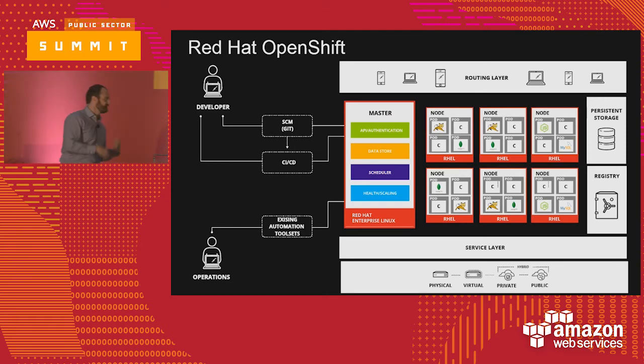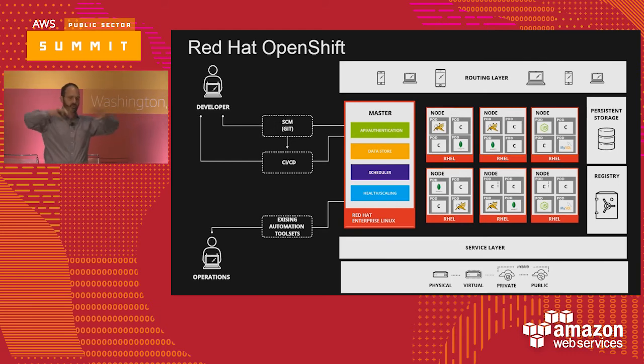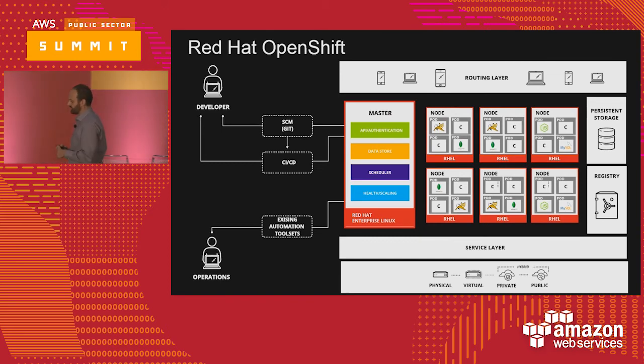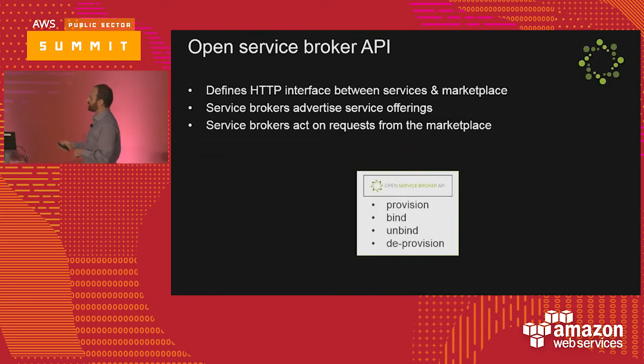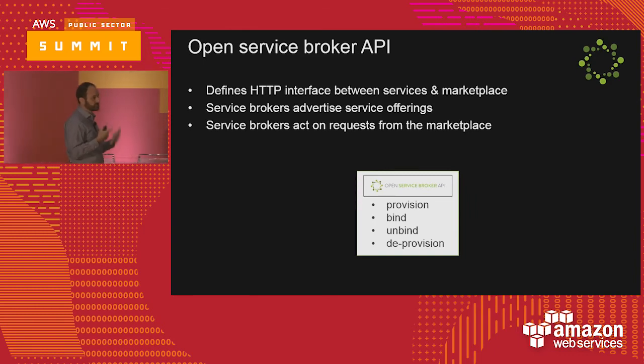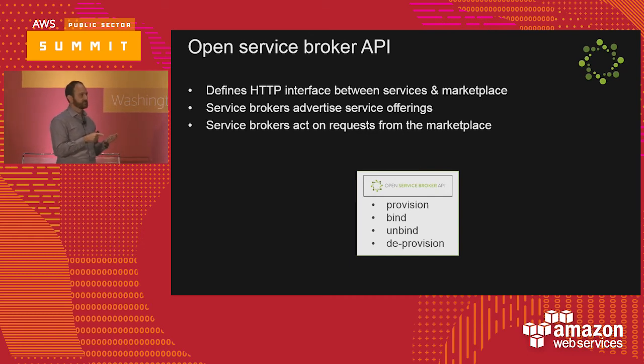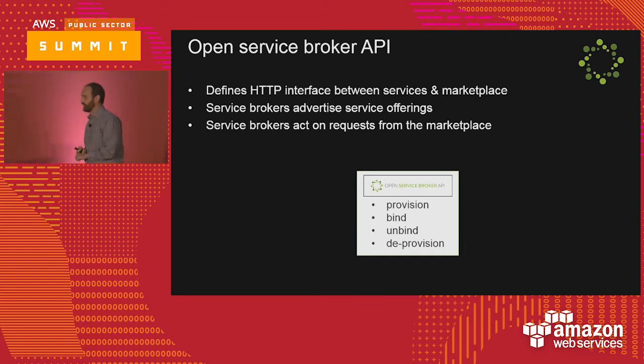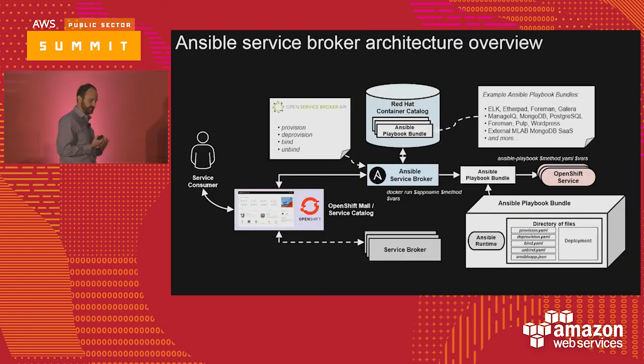And all of this runs across physical, virtual, public, private. We don't really care where it is. It's a common platform that you can run everywhere to give you an enterprise Kubernetes capability. But what I really want to focus on is this service layer, and this is where the Open Service Broker API comes into play. It defines an HTTP interface between the services and the marketplace. Basically, the service brokers advertise service offerings into the marketplace, and then when a consumer orders that marketplace service, the broker then responds to firing that up. We support it in OpenShift, it's supported in Kubernetes and Cloud Foundry and other platforms, right? So it is truly an open service broker API for providing these types of services.